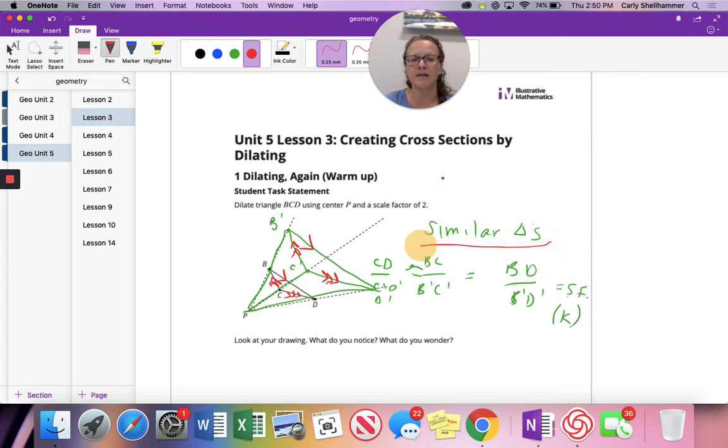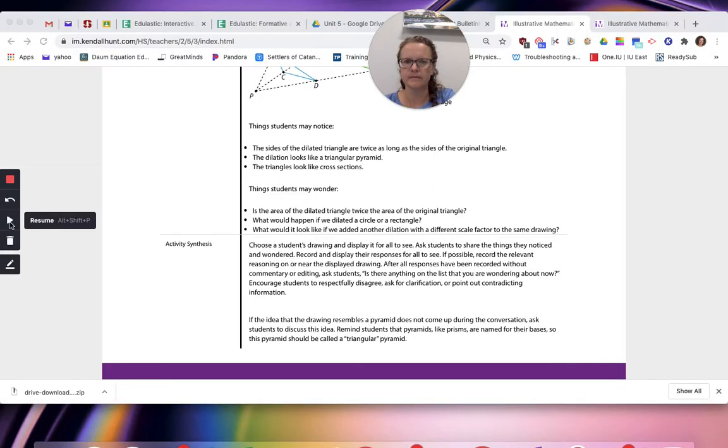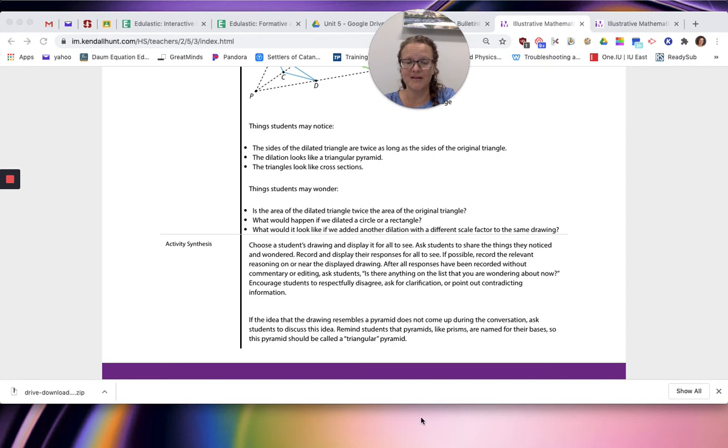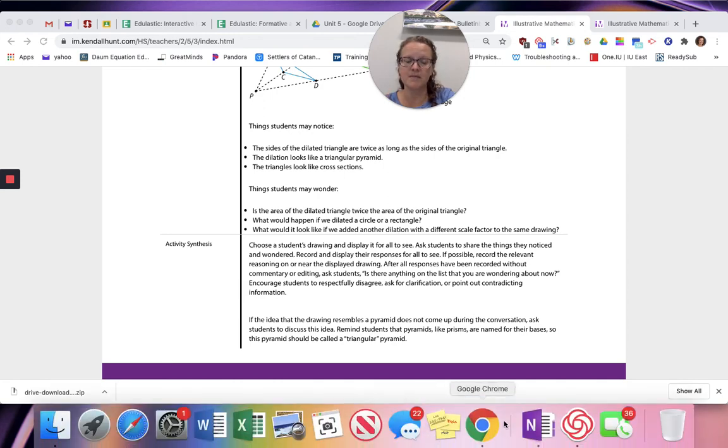We have similar triangles because we know that angle B is congruent to angle B prime. Angle C is congruent to angle C prime. Angle D is congruent to angle D prime. And we know that from the parallel lines, like this and this, they're corresponding angles, so they're congruent. Corresponding angles, congruent, etc. I think that's it. I'm going to double check though. I just looked at the teacher manual to make sure I didn't miss anything.